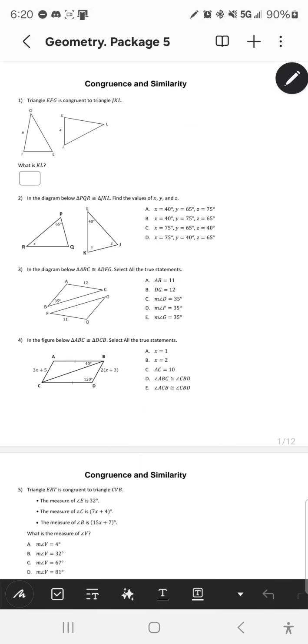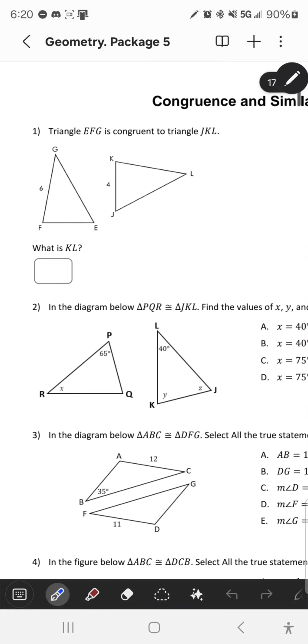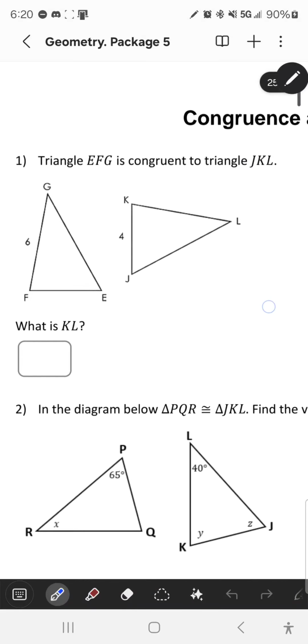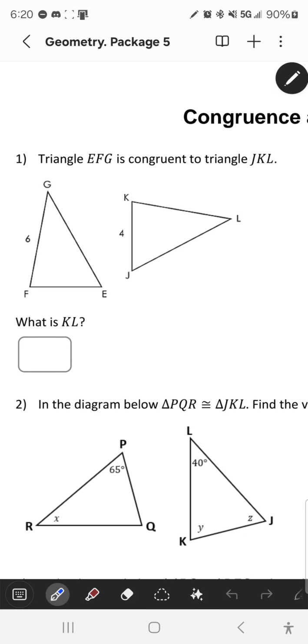So welcome back. Here's the new topic, which is congruence and similarity. Let's see. They say that triangle EFG is congruent to triangle JKL. So in congruency and similarity, the order of the letters matters. So I know that EF is going to be congruent to JK.